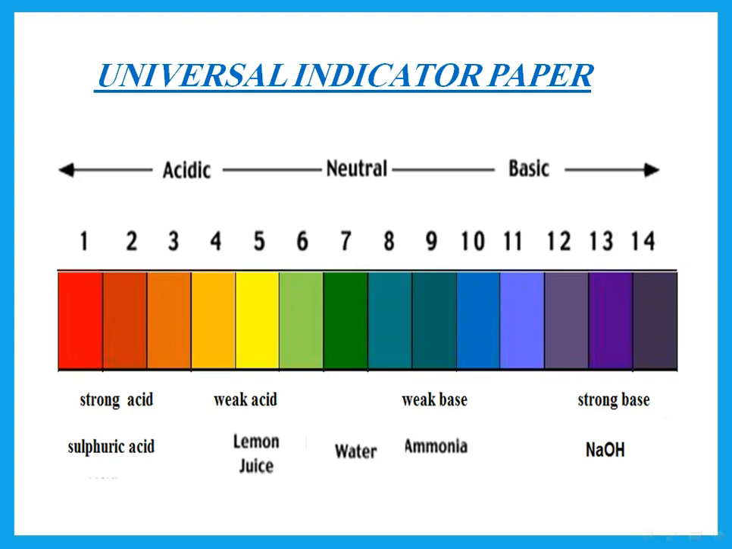Remember that the colors of the universal indicator paper for strong acid and strong base are just like litmus. Strong acid is red, strong base is blue. For a neutral solution, the universal indicator would be green. For a weak acid, it is orange or yellow, and these are the colors that you should be familiar with.